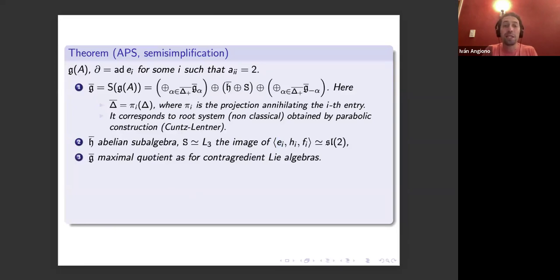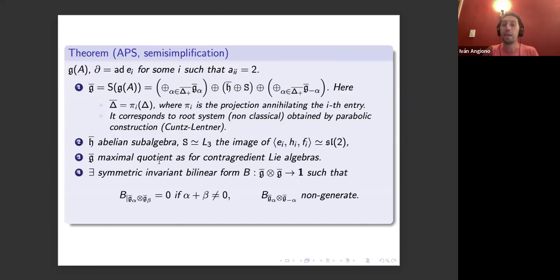This G bar, you can check that this is a maximal quotient in the same sense as for contragredient Lie algebras. And in the same sense as for contragredient Lie algebras, you have a bilinear symmetric invariant form, which makes this duality that I say. The things in degree alpha are dual to the things in degree minus alpha. This bilinear form is not degenerate there. And it is degenerate as far as you consider other degrees.